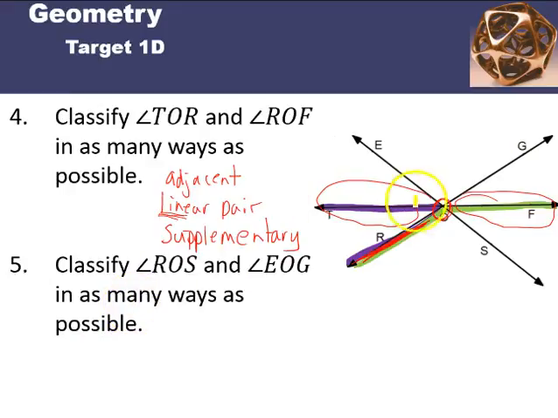Okay, so now it wants ROS. So here's ROS, this yellow angle here. ROS. And EOG. Another color for EOG. EOG here. So the yellow and the blue angle have a common vertex, but they don't have a common side. But they do make opposite rays. So get another color for a pen.